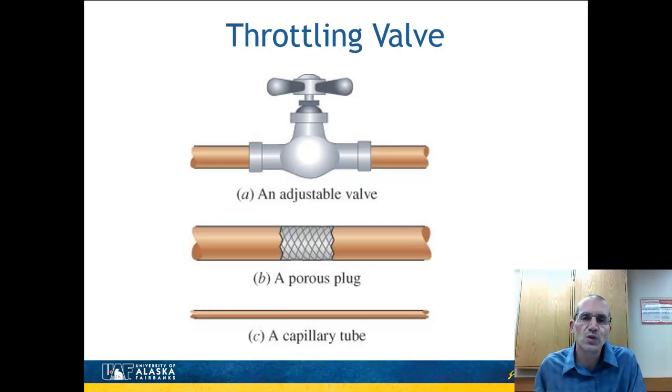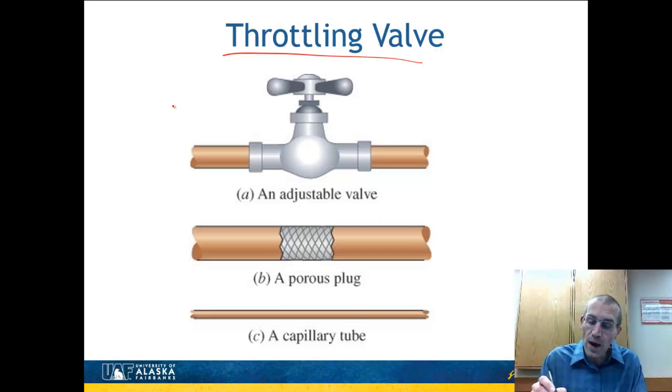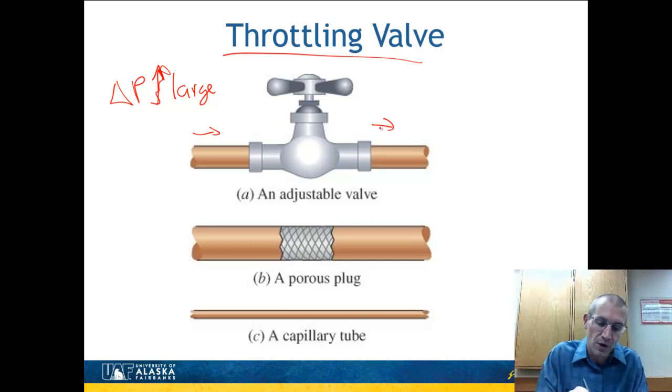So first I want to discuss what is a throttling valve. And throttling valve is sort of a general term. And so the book here shows an example of 3 different things that could be classified as a throttling valve. And the way I like to remember throttling valves, it is something where there is a very large change in pressure. So I shouldn't say that it goes up, it's just that it is large. There's a large change in pressure from one side of the valve to the other.